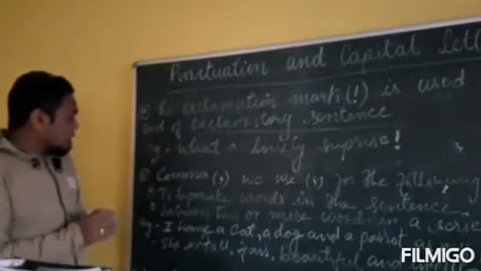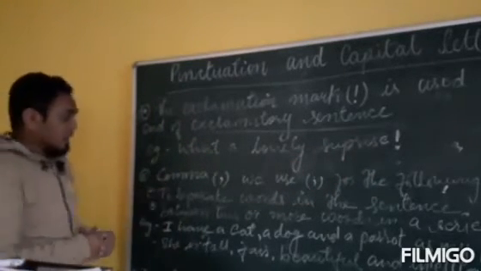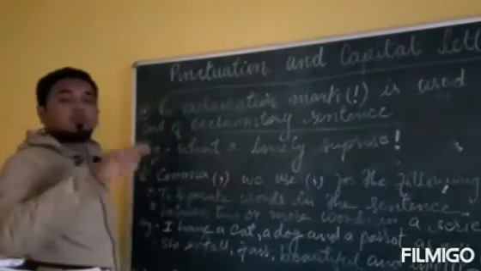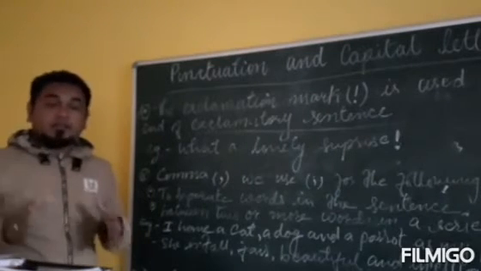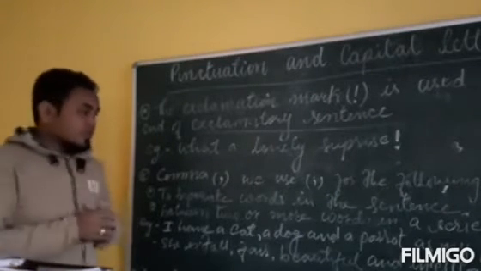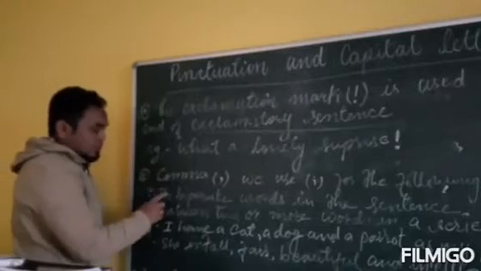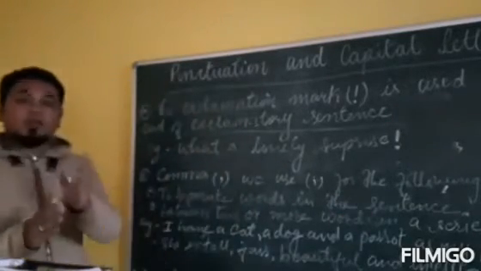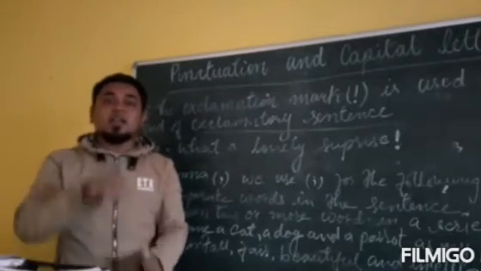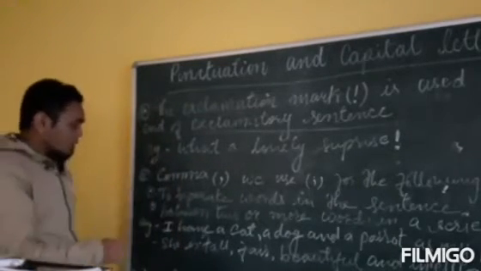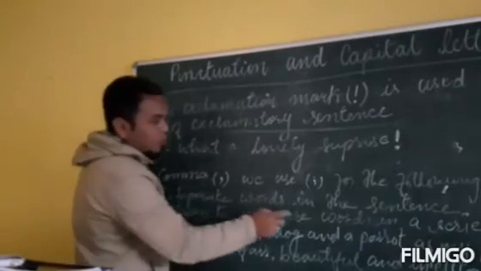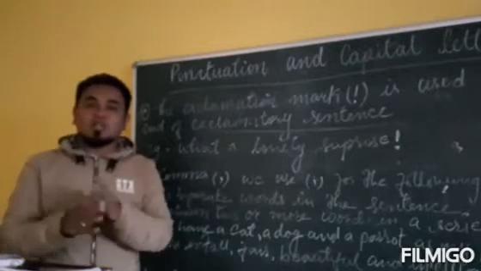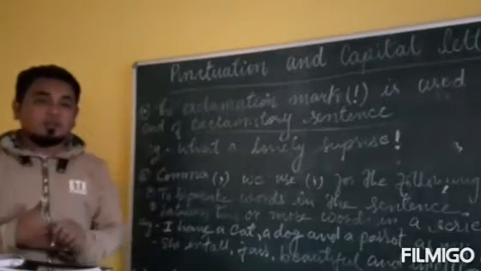Clear? So next we have is comma. Okay? So comma, we use comma for the following. So we use comma in many areas of the sentences. Like number one is to separate words in the sentence. So when you have to separate words in the sentences, that time you can use comma. Okay? Next is between two or more words in the same sentence. So when there are two or more words in the same sentences, that time also we can use comma.